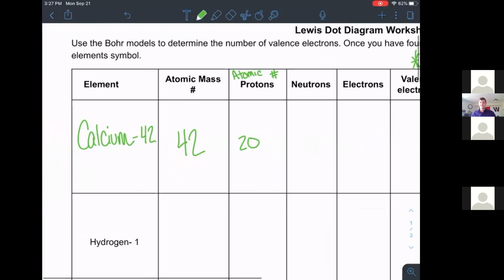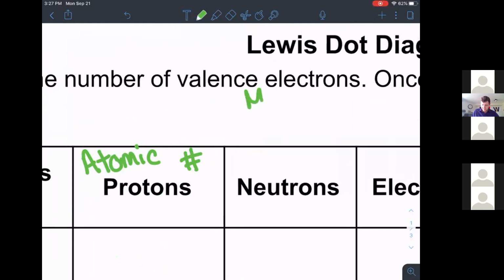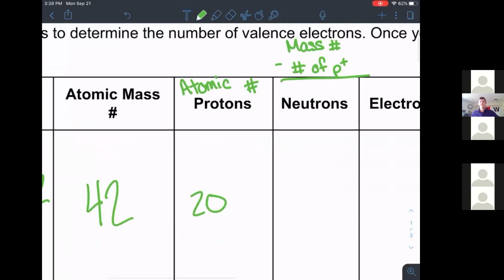Number of neutrons. How do we find the number of neutrons? Do you guys remember? Subtract the proton mass from the mass. Awesome. Heard from a couple people, so we're going to take our mass number minus the number of protons to get our number of neutrons. So in calcium's case, what is our number of neutrons? 22. 22. Awesome.